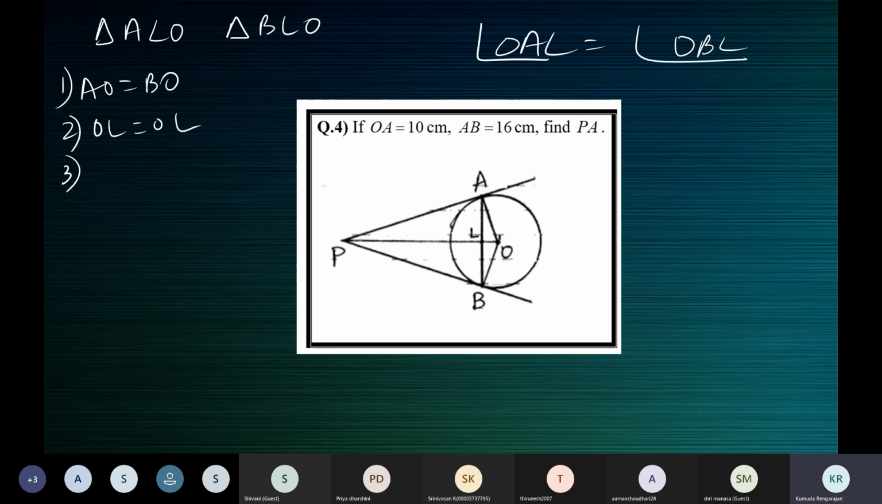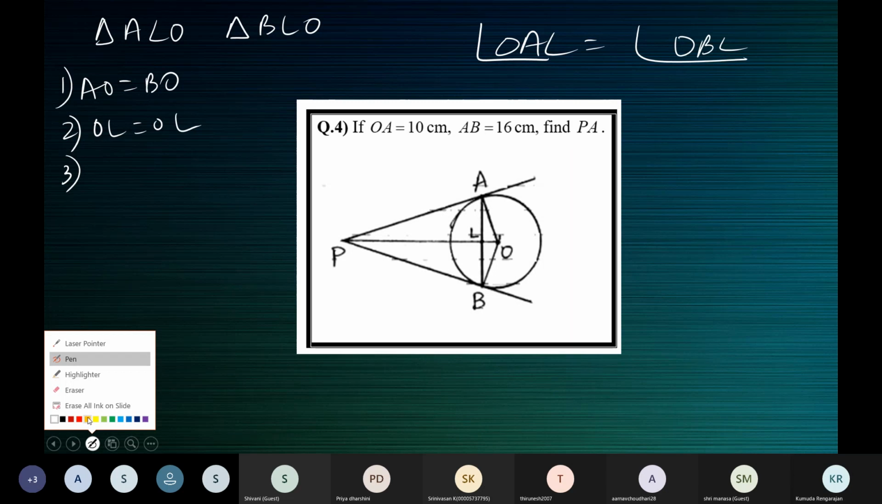Okay, Priyadarshini, you yourself tell us how is angle OAL equal to angle OBL? Because angles opposite to equal sides are equal, ma'am. Angles opposite to equal sides of a triangle are equal. So since OA is equal to OB, it's an isosceles triangle.